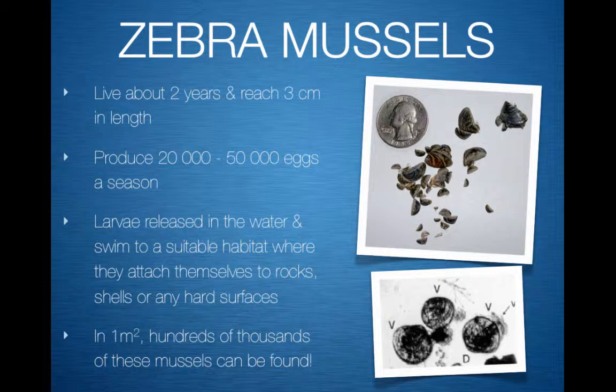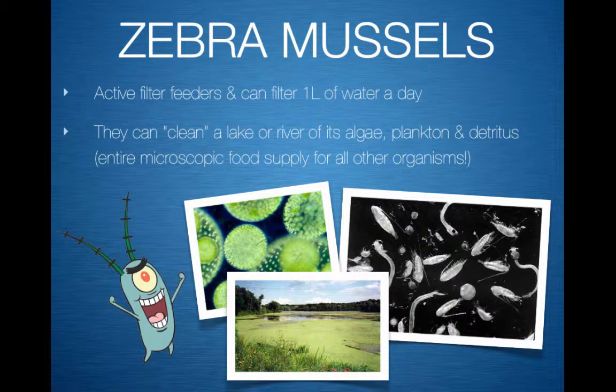In about 1 meter squared, hundreds of thousands of these mussels can be found. So if you had an area that was 1 meter by 1 meter, you would find hundreds of thousands of these mussels in that small amount of space. Zebra mussels are active filter feeders and they can filter 1 liter of water a day.